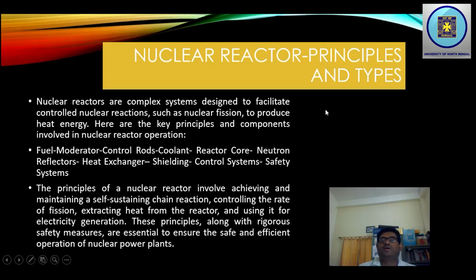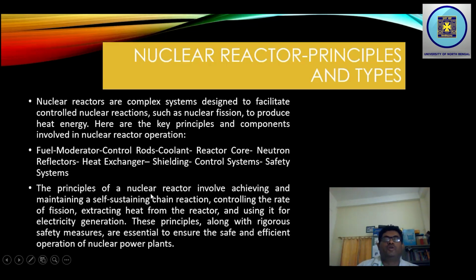Now, nuclear reactor principle and types. Nuclear reactors are complex systems designed to facilitate controlled nuclear reactions. Mind it, controlled nuclear reactions, such as nuclear fission, to produce heat. Here are the key principles and components involved in a nuclear reactor. They are fuel, moderator, control rods, coolant, reactor core, neutron reflector, heat exchanger, shielding, and control system and safety system.